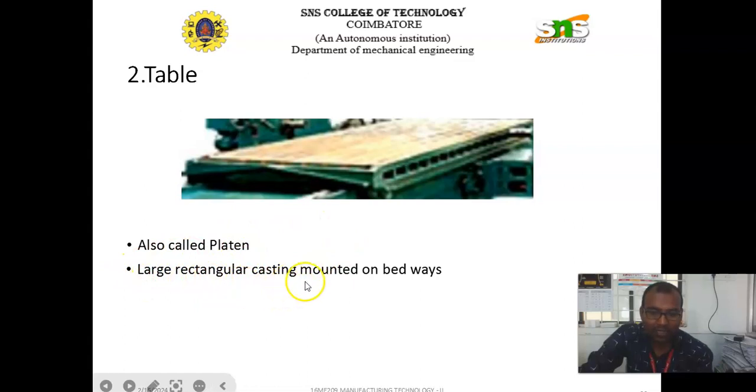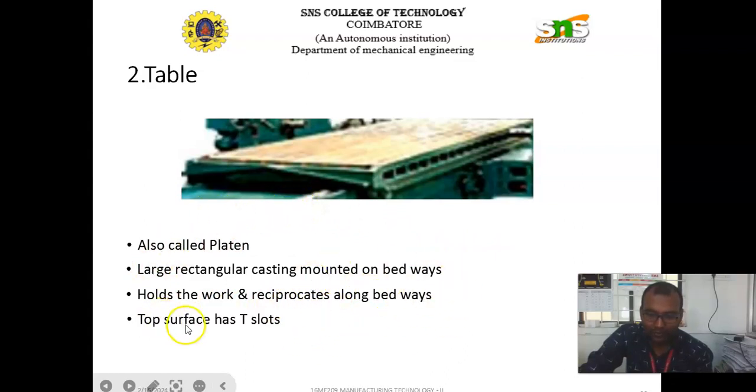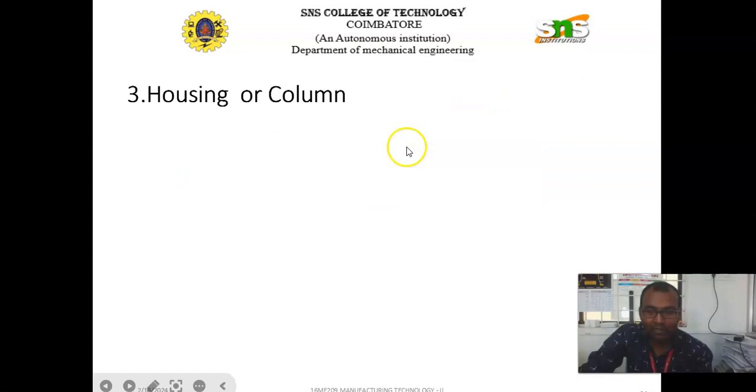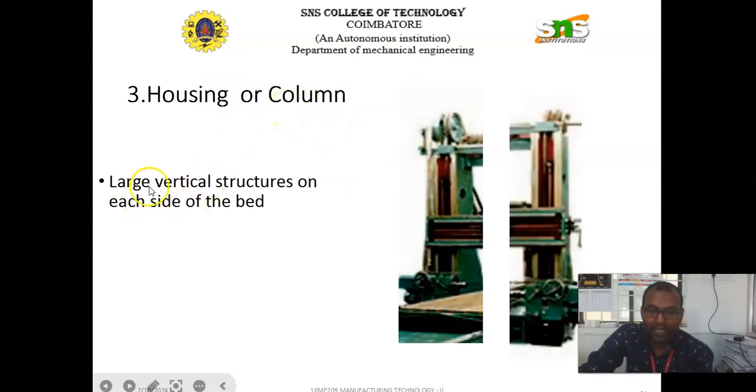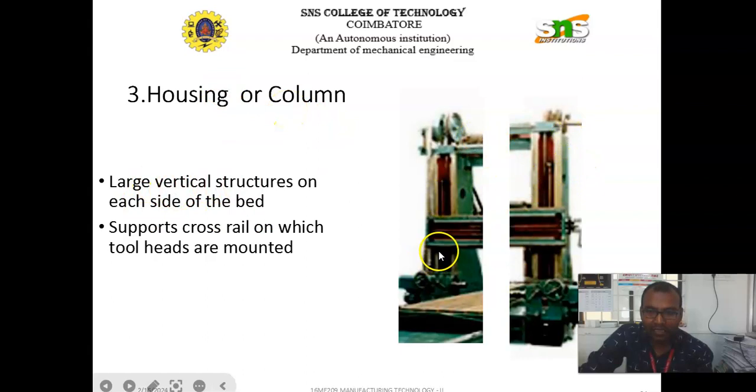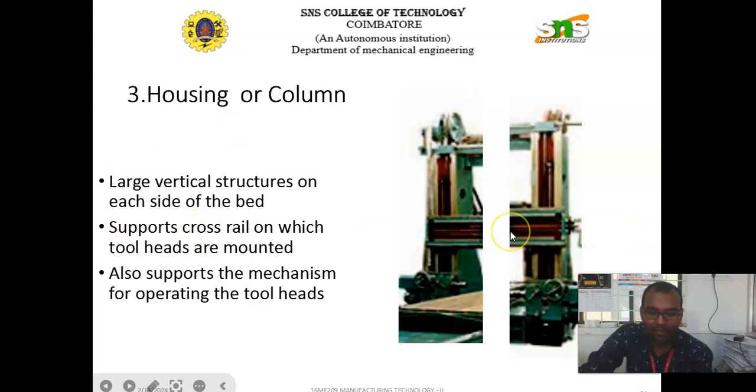It is a large rectangular casting mounted on the bedways, and it holds the work and reciprocates along the bedways. The top surface of the table consists of T-slots in which the work is clamped. Next, the third most important part of the planing machine is the housing, or the other name of housing is the column. It is a large vertical structure on each side of the bed. It supports the cross rail on which the tool heads are mounted, and also supports the mechanism for operating the tool heads. It is also made of cast iron.